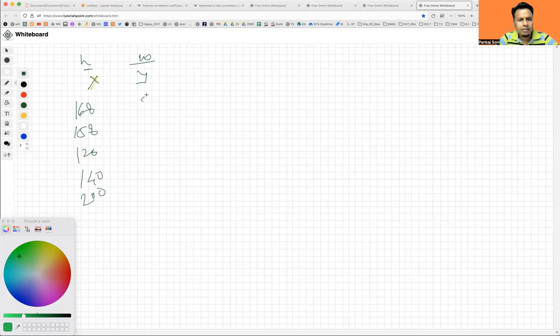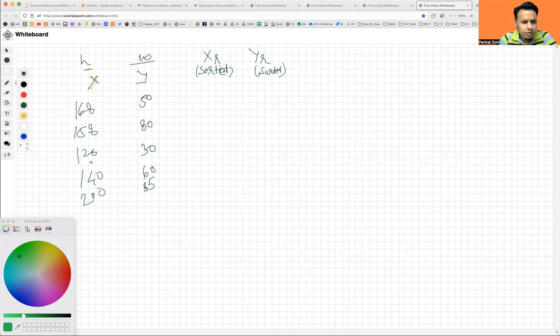Okay, and here we have 50, we have 80, and maybe 30, 60, and maybe 85. So what you do, basically, you calculate the rank of X and the rank of Y. Rank is nothing but the sorted order value. What it means is you put the values in ascending order, right?